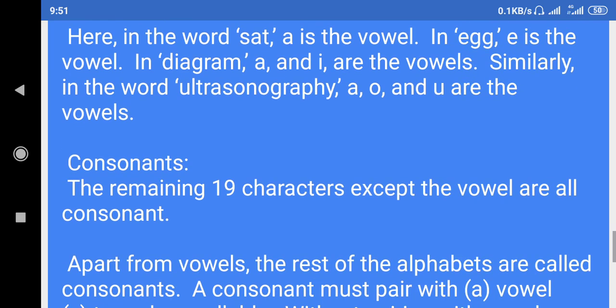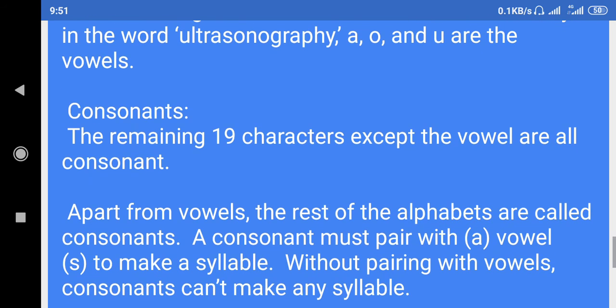Here, in the word sat, A is the vowel. In egg, E is the vowel. In diagram, A and I are the vowels. Similarly, in the word ultrasonography, A, O, and U are the vowels.